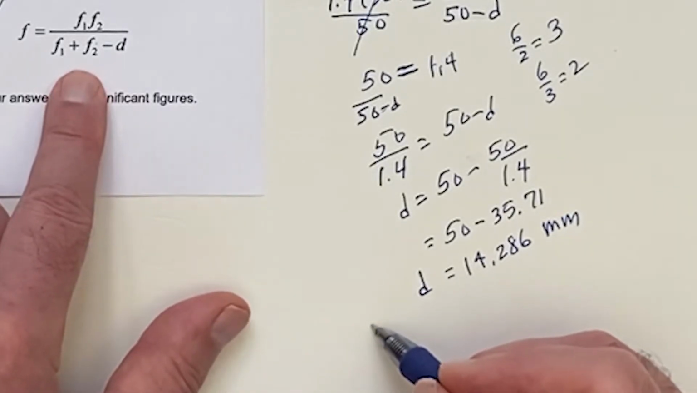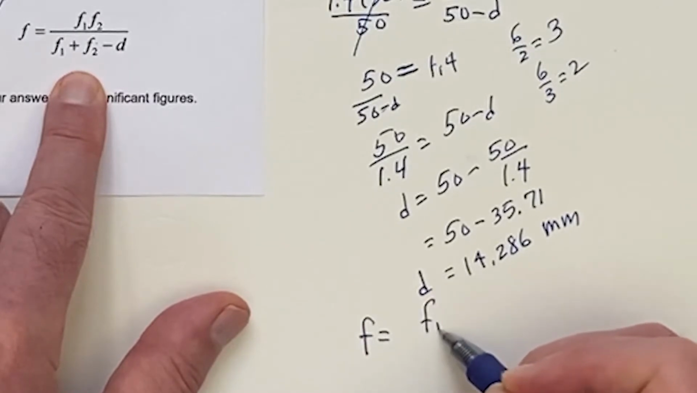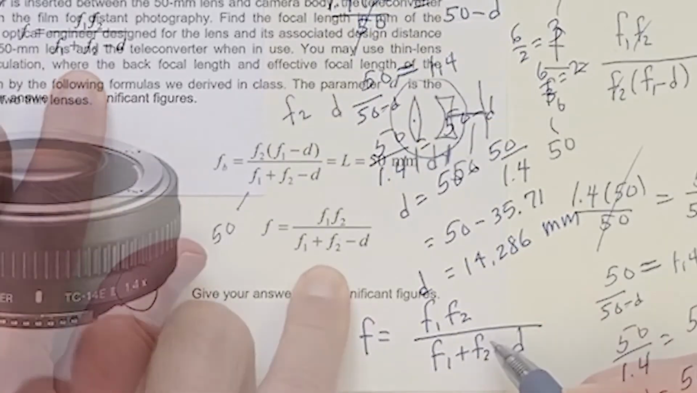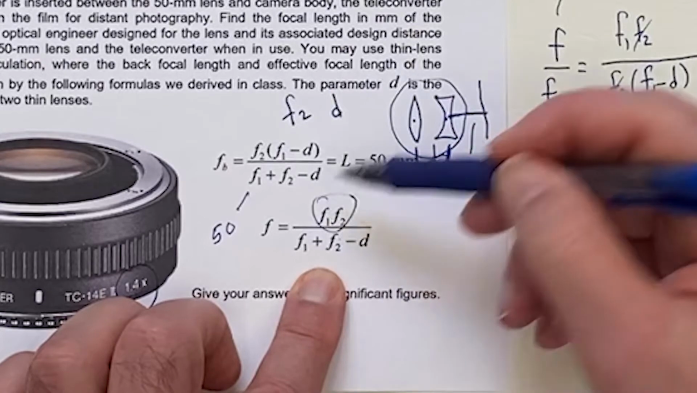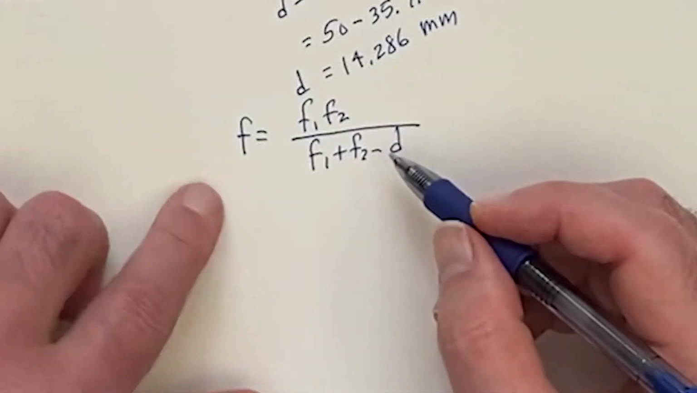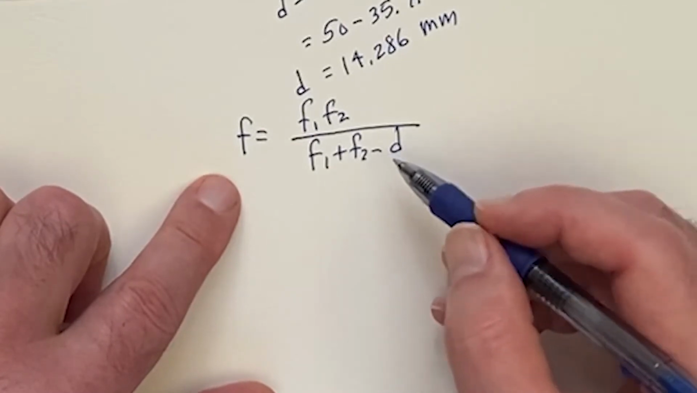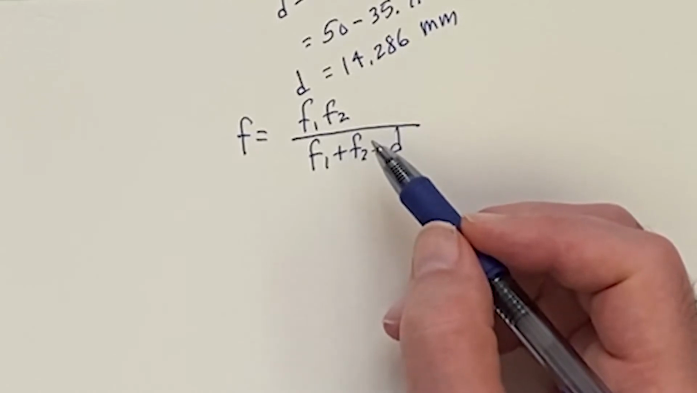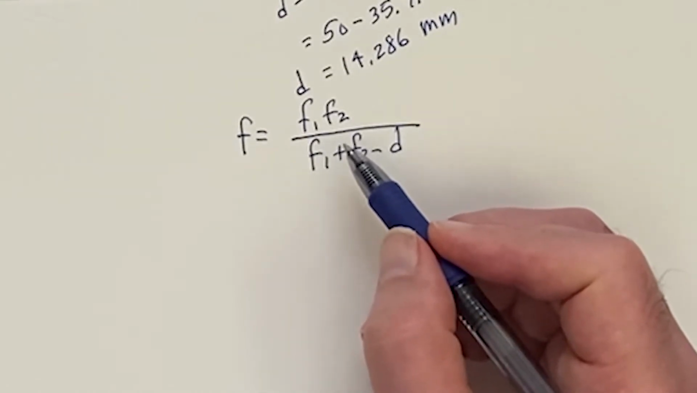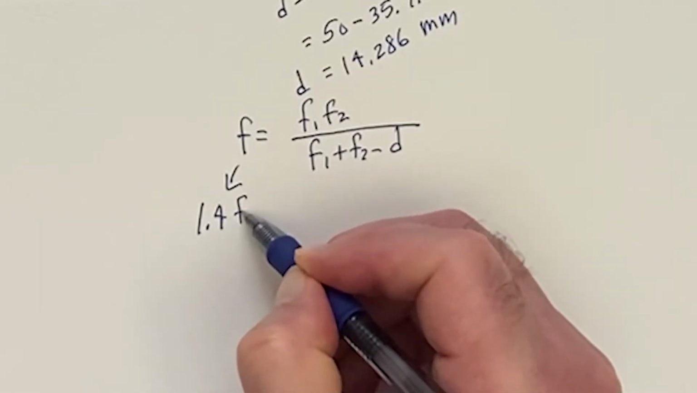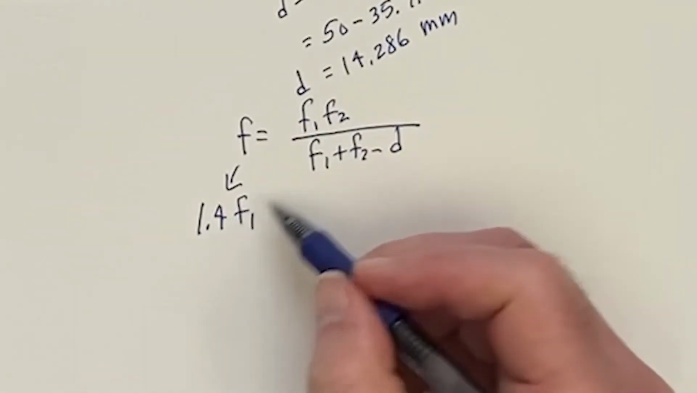I'm going to use this one here, that F is F1, F2 over F1 plus F2 minus D. They both have the same denominator, but that looks a little friendlier to me than all that stuff. So I'm going to use this one. And then for the problem here, what you can do is replace this with the 1.4 times F1, because that's our teleconverter formula.